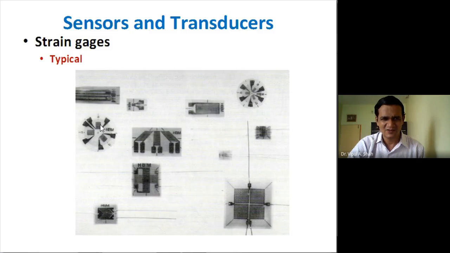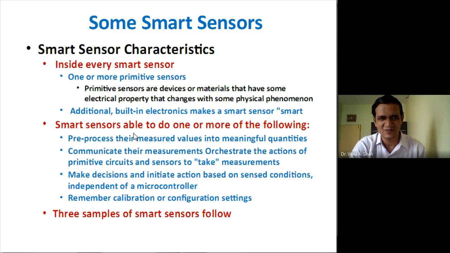This is how various strain gauges can be connected, multiple strain gauges. This is a single strain gauge. It can be available in bonded conditions or unbonded conditions also. So strain gauges are available in bonded as well as unbonded conditions. Few smart sensors are also available. Primitive sensors are devices or materials that have some electrical property that changes with some physical phenomenon.